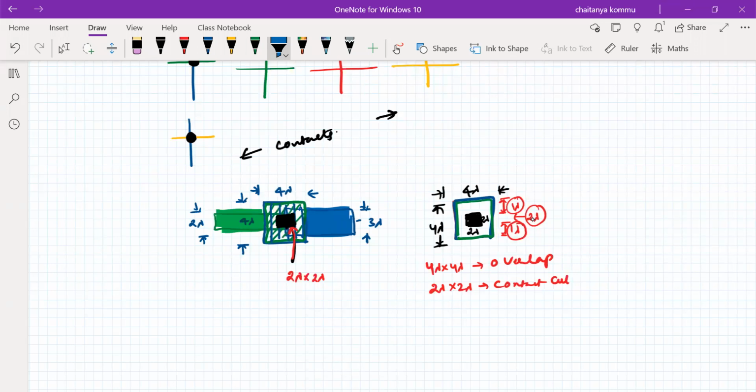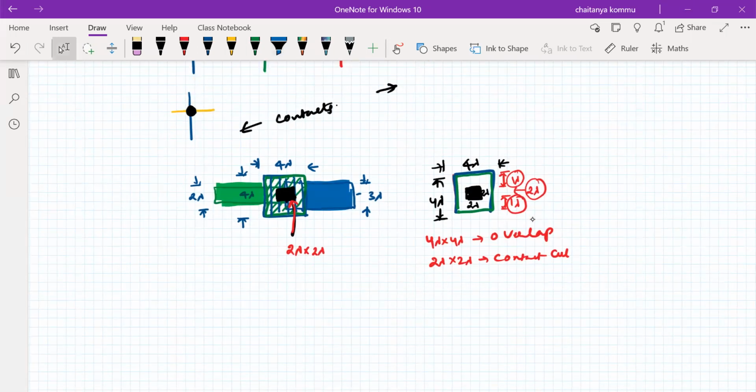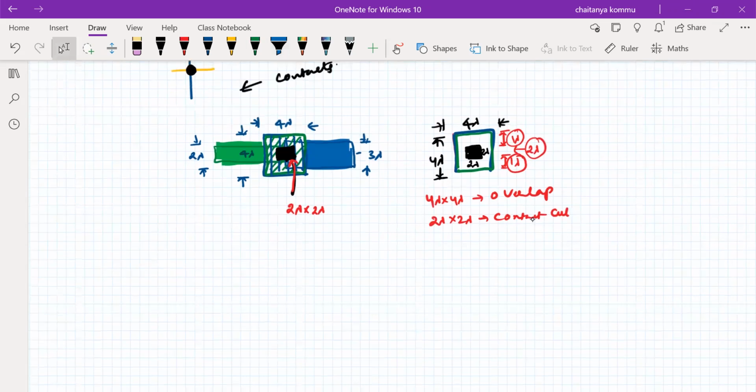Similar is applicable for the P diffusion also. For example, P diffusion you are considering here. Metal I want to connect it there. This is the minimum 3 lambda I have to maintain. But the overlap region, what is the overlap region? 4 lambda by 4 lambda. Okay, this is 4 lambda. Yellow is also required, overlap region 4 lambda by 4 lambda.